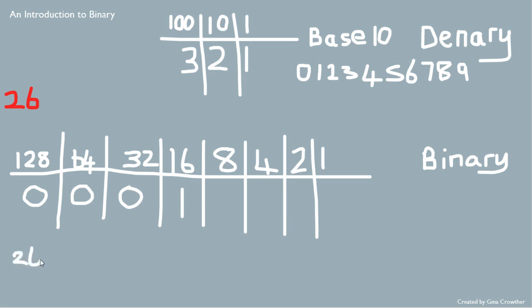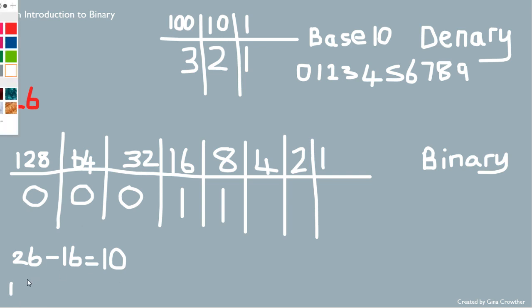So 26 minus 16 equals 10. So we're left with 10. Let's move on to the next column. Well, 8 will go into 10, so I can turn that one on. So let's do another sum. So 10 minus 8 equals 2. Okay, so we've got 2 left.